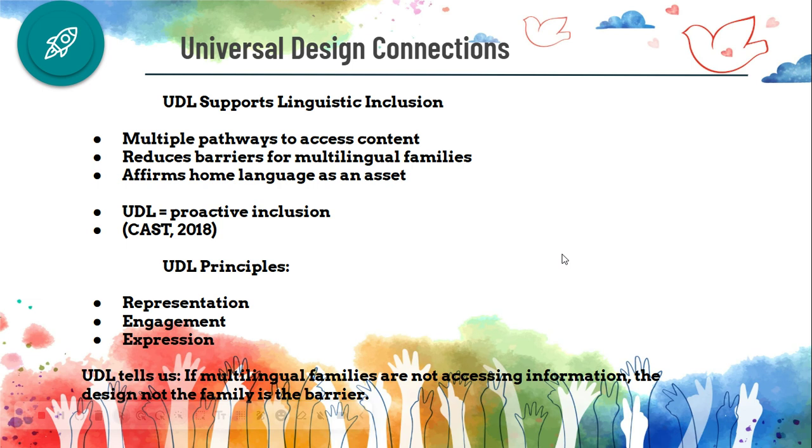Number three, multiple means of action and expression. Students and families should have multiple ways to respond. For example, students might demonstrate learning in their home language or through visuals. Families might complete forms via an interpreter or form support. Research by Thomas and Kohler shows that linguistic flexibility improves long-term academic success. UDL shifts the mindset from families must adapt to us to we design environments where families don't encounter barriers.